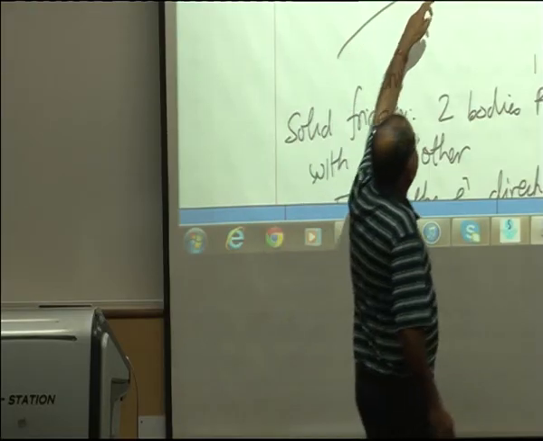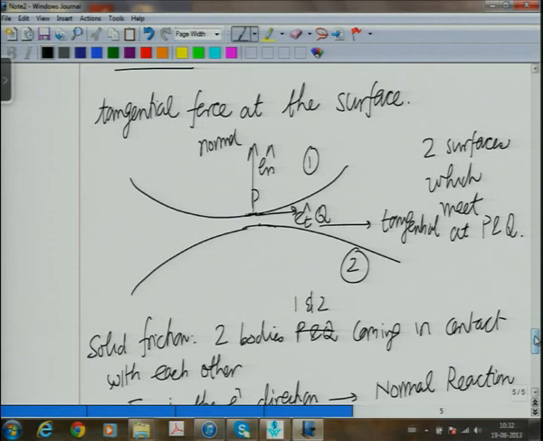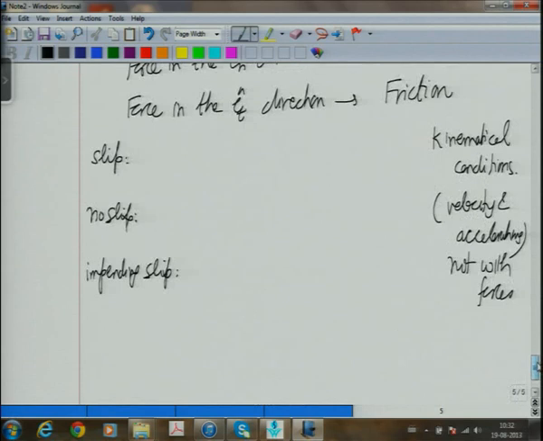Now what do we mean by slip? Slip will mean that the velocity of P is not equal to the velocity of Q. The two points are in contact, but their velocities are different. So the condition which we mean by slip is Vp is not equal to Vq. Okay. Whatever time we are looking at, at that time the two velocities are not equal, it is slip.